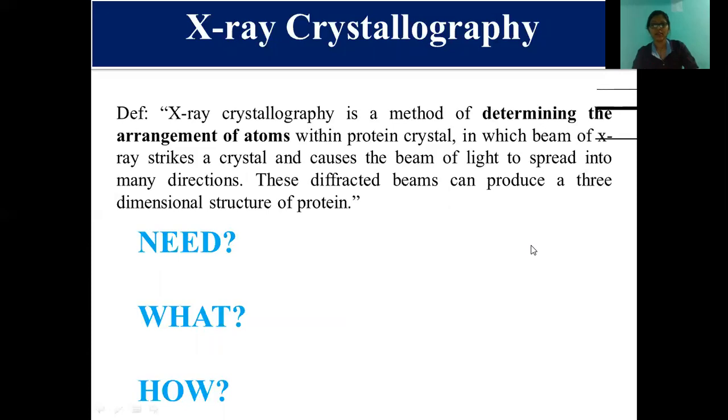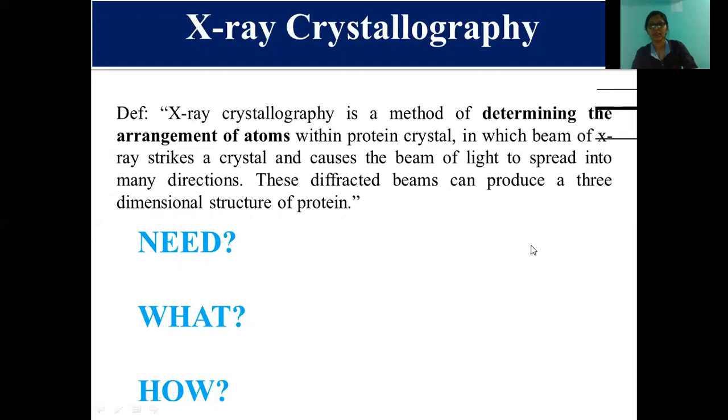So why only X-ray, and not other rays like alpha rays, beta rays, or any visible rays, to identify the 3D structure? Because the wavelength of X-ray is very low. It ranges between 0.1 to 0.2 nanometer, and the distance between two atoms present in the protein crystal is very similar to the wavelength of the X-rays, in the range of 0.1 to 0.3 nanometer. So that's why X-ray is used to identify the 3D structure of the protein.